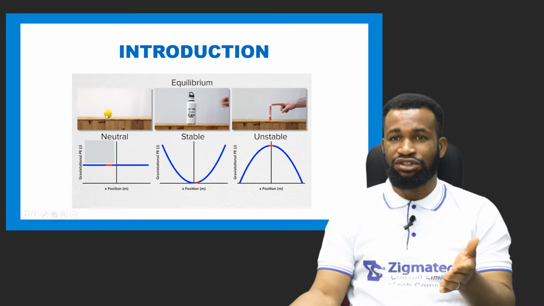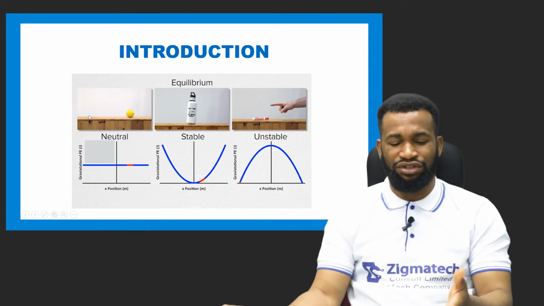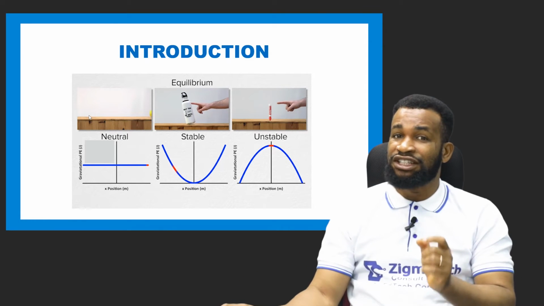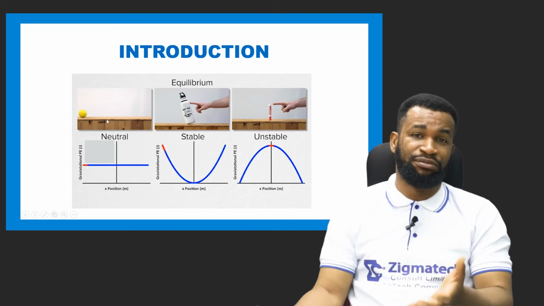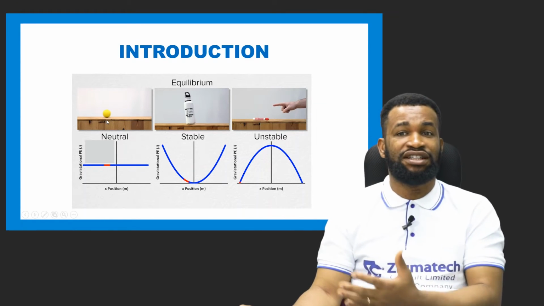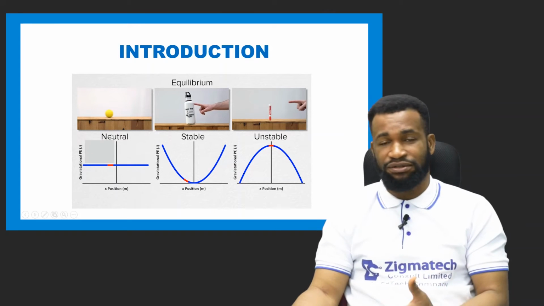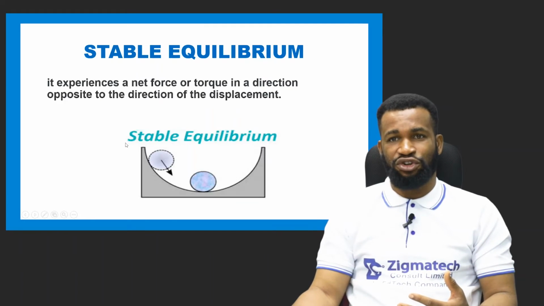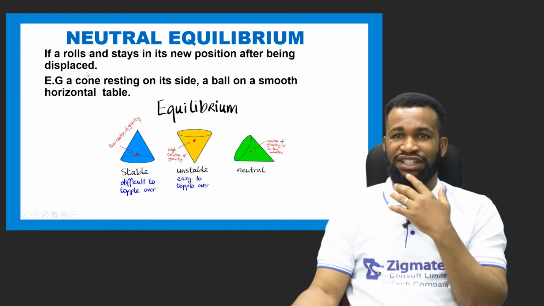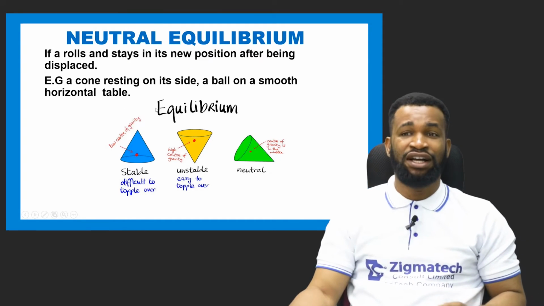You know what happens? It rolls for a little kick, like a ball. Just keep a ball on the table and push it a little. You know the ball will roll. It must be smooth. Why must it be smooth? In order to reduce friction. If the friction is high, you know that there will be no smooth movement for the body. So when such a condition is met, we now say that the body is in neutral equilibrium.